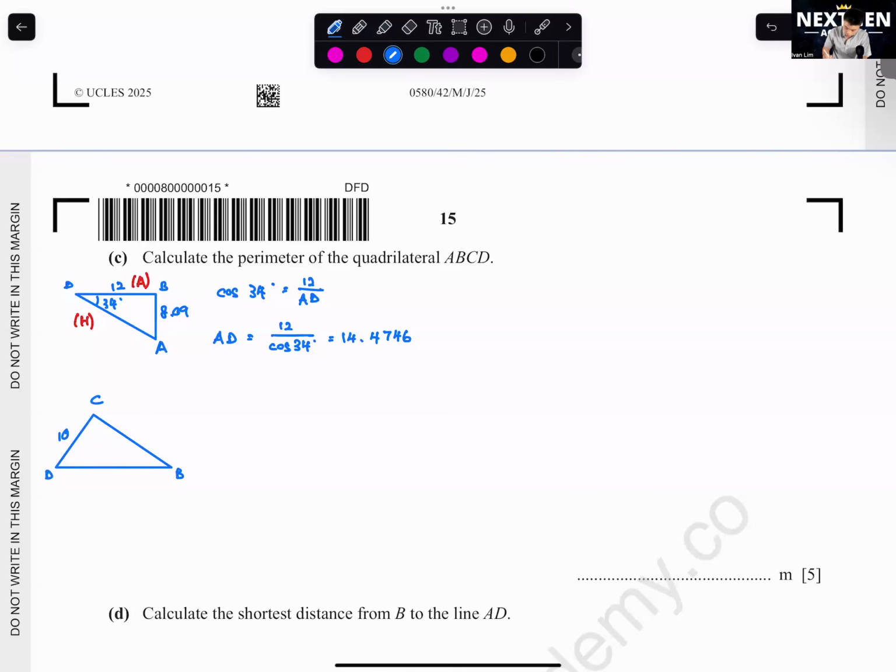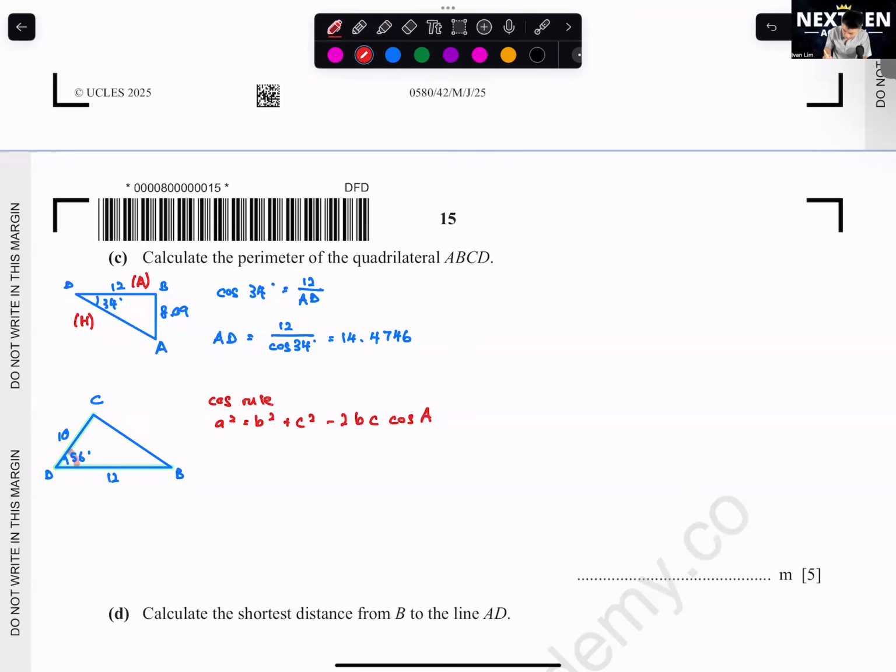10, 12, 56 degrees. Okay, so for this, remember it's like that. You've got a mouth, then you've got a tongue. You want to find the opposite side. So the formula of cos rule is a square equals b square plus c square minus 2bc cos A.